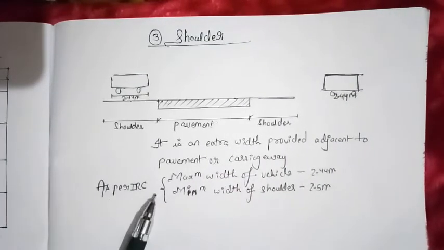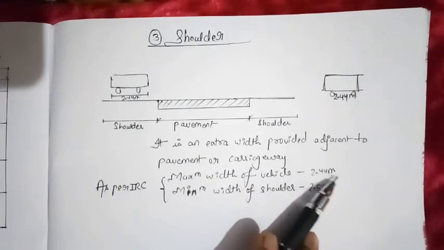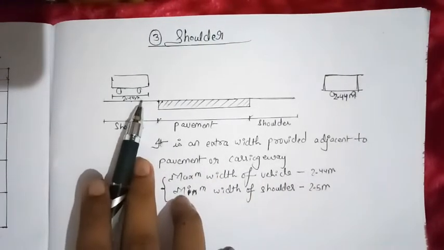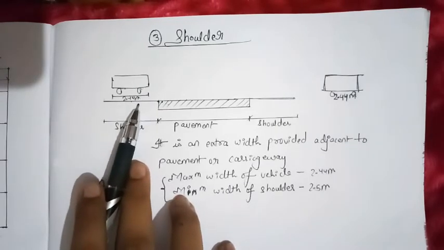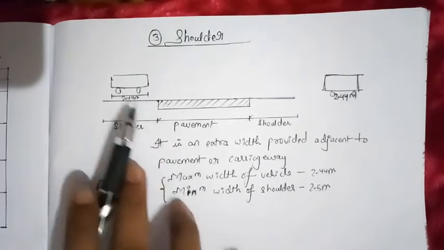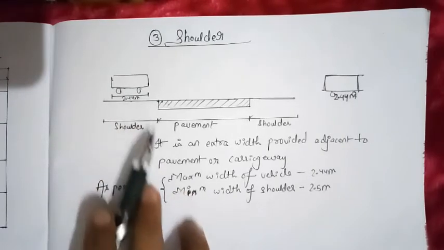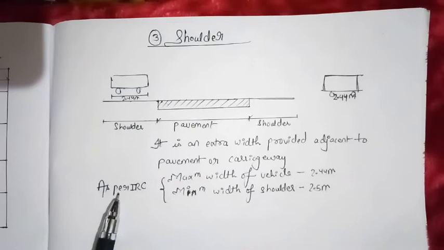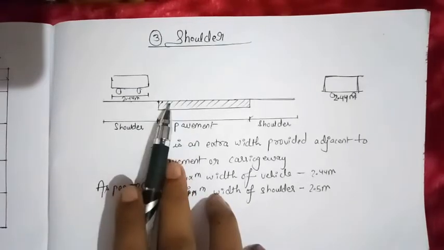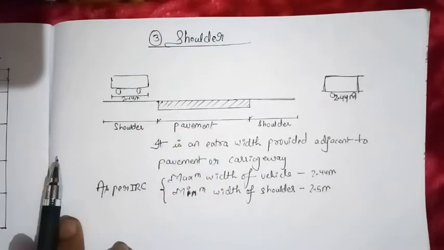As per the IRC, the maximum width of a vehicle is 2.44 meters. So if any vehicle is parked at a shoulder and its width is 2.44 meters, the width of the shoulder should be greater than 2.44 meter. So the minimum width of shoulder should be 2.5 meter as per the IRC. So this is all about the shoulder, and this is all about today's lecture.